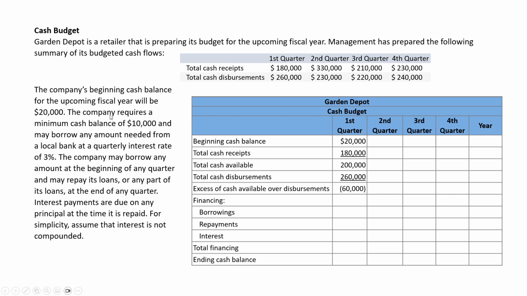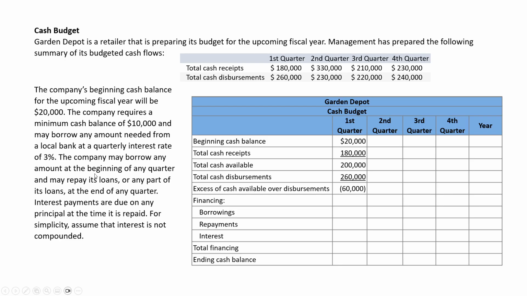It tells us that the company requires a minimum cash balance of $10,000. Maybe my bank requires a certain amount, or I just want to have a little bit of buffer just in case I have to spend more. We have, though, a line of credit, so that's good news. We can borrow any amount from our local bank at a quarterly interest rate of 3%.